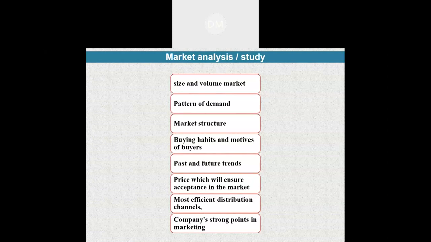Then price which will ensure acceptance in the market, product market price. And most efficient is the distribution channel, which distribution channel we have applied for distribution of our product, wholesaler, retailer, or by company's own shop. So which techniques we have applied for distribution of product. Then a company's strong point in marketing. So any other product prepared by the company in the last 10 years or last 20 years. Okay, so why people trust our products. So this is related to the brand.